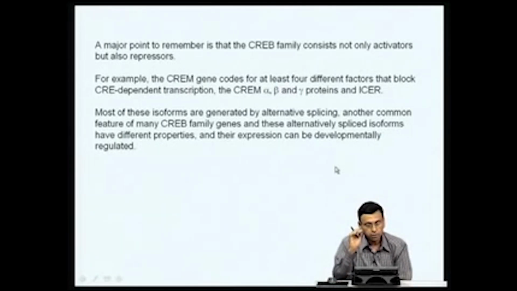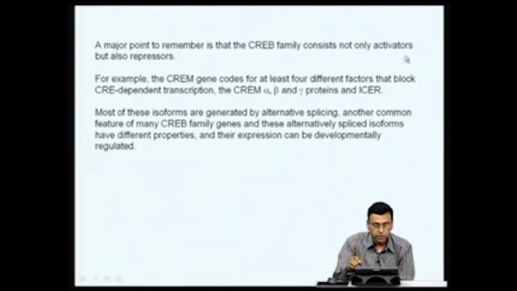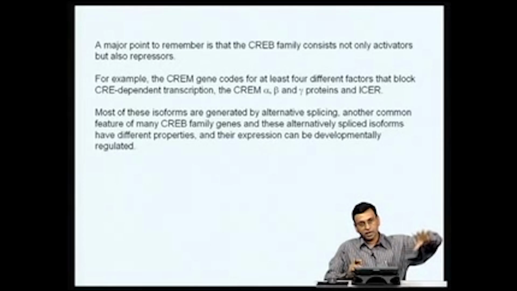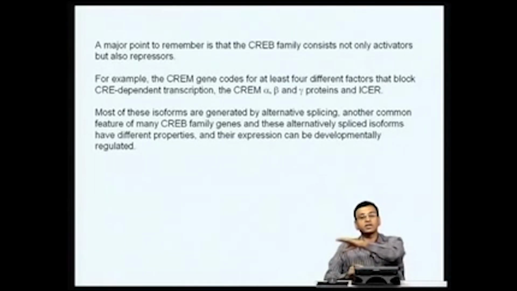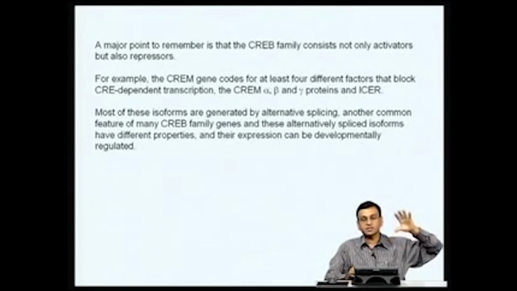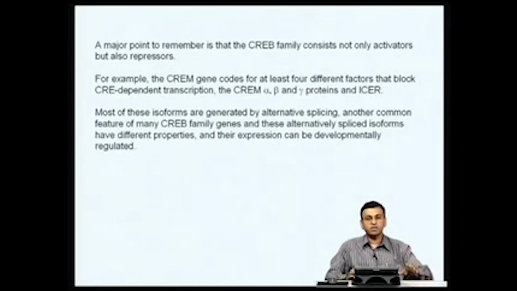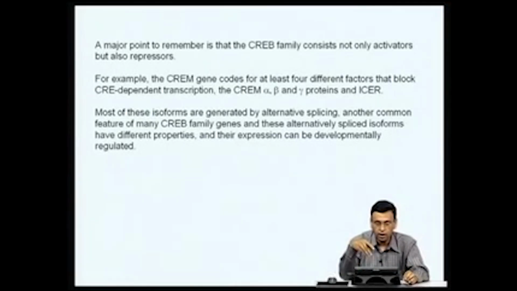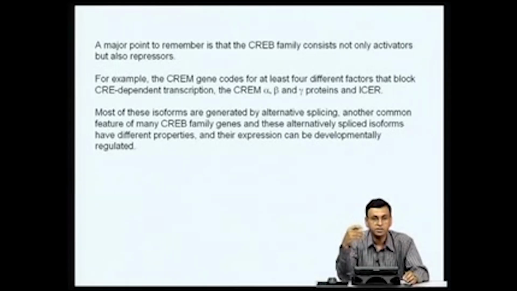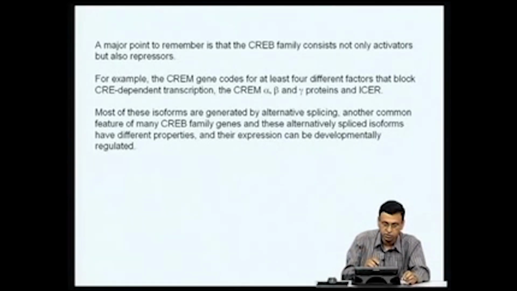A major point to remember is that the CREB family contains not only activators but also repressors. Like I told you, molecules like ICER, CREM alpha, beta and gamma actually function as repressors. So, do not assume that whenever there is an increase in cyclic AMP levels inside the cells, it results only in the activation of transcription. It can also result in the repression of transcription, especially if the increase in cyclic AMP levels leads to the expression of proteins like CREM alpha, beta, gamma or ICER. It can actually result in negative regulation of cyclic AMP response element genes.